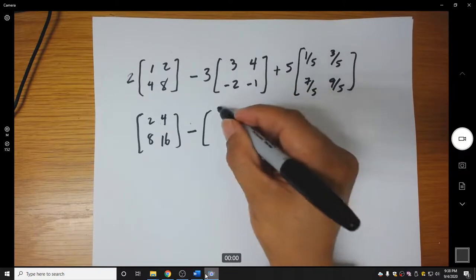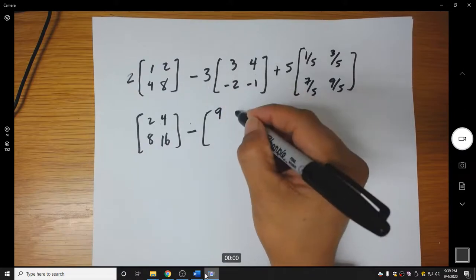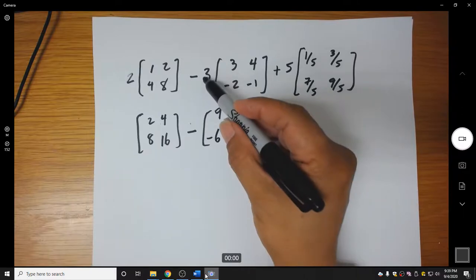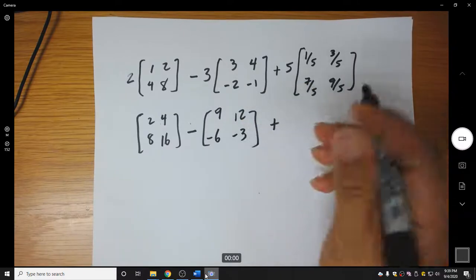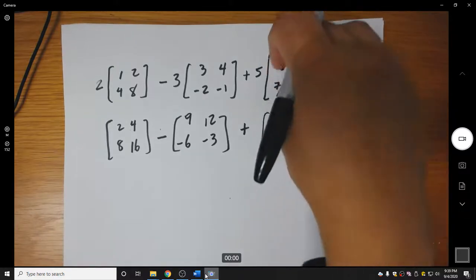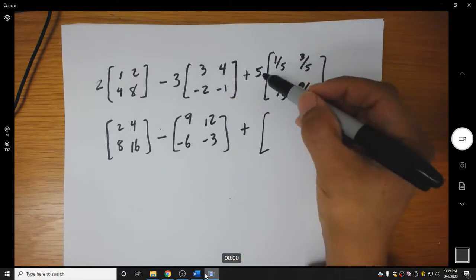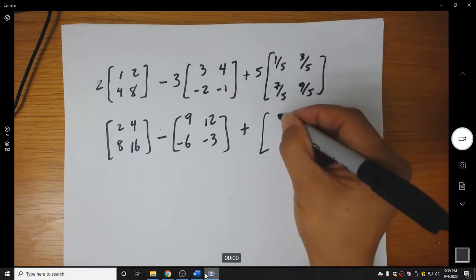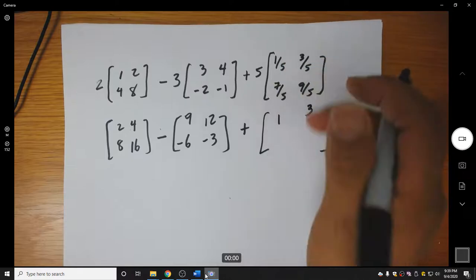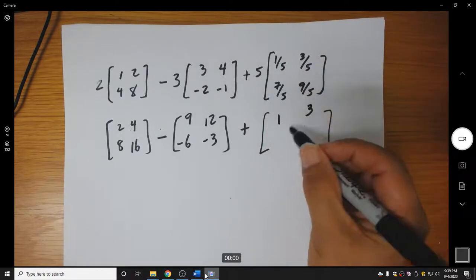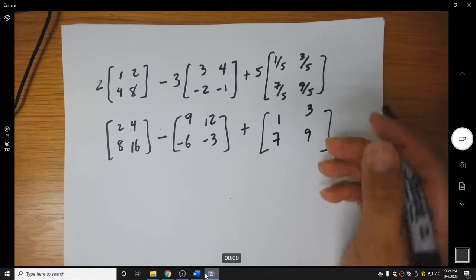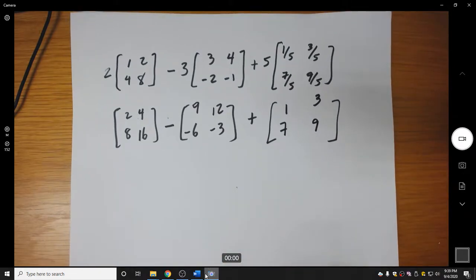So 3 times 3 is 9. 3 times 4 is 12. 3 times negative 2 is negative 6. 3 times negative 1 is negative 3. Okay, so now 5 times our third matrix. So 5 times 1/5 is just 1. 5 times 3/5 is just 3 because the 5's cancel. 5 times 7 over 5 is 7. And 5 times 9 over 5 is 9. Okay, so my scalar multiplications are complete.